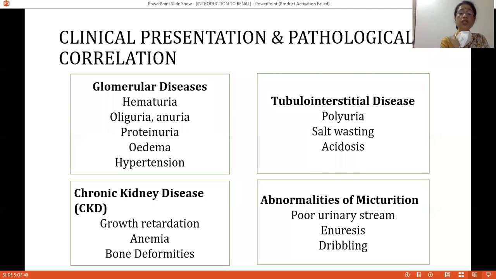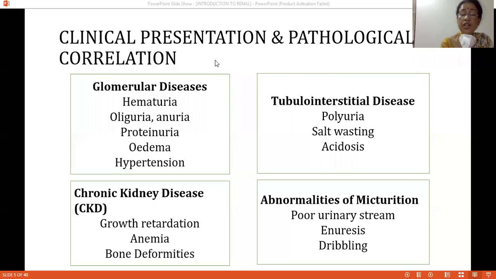Then you come to chronic kidney disease. If a patient has chronic kidney disease, you have to suspect it when there is growth retardation, anemia, and bone deformities. If a child comes with these three complaints, then you have to suspect this child may have CKD, and in that way you have to investigate.